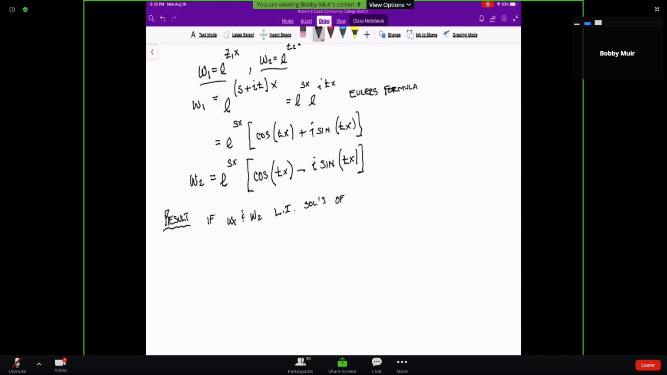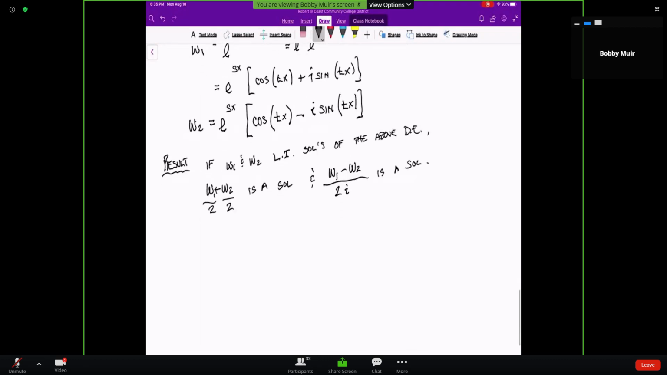of the above differential equation, then half of W1 plus half of W2 is a solution, and W1 minus W2 divided by 2i is a solution.